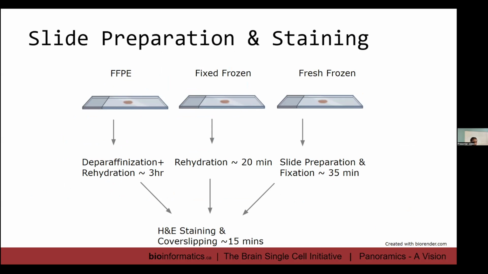So for FFPE samples, we have to go through deparaffinization and rehydration steps before we start H&E staining. For fixed frozen, we have to do rehydration steps. And then for fresh frozen, we have to do a quick fixation. And then we're ready to H&E stain. We can also do an IF stain. I'm just referring to H&E staining as that's more popular of the two.